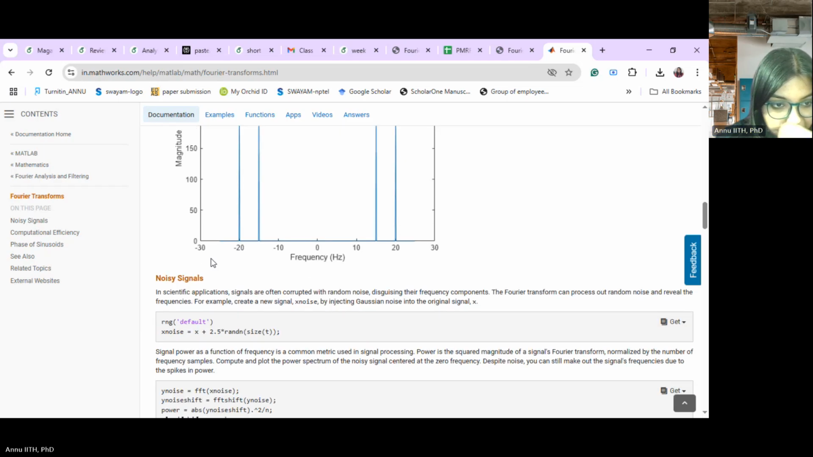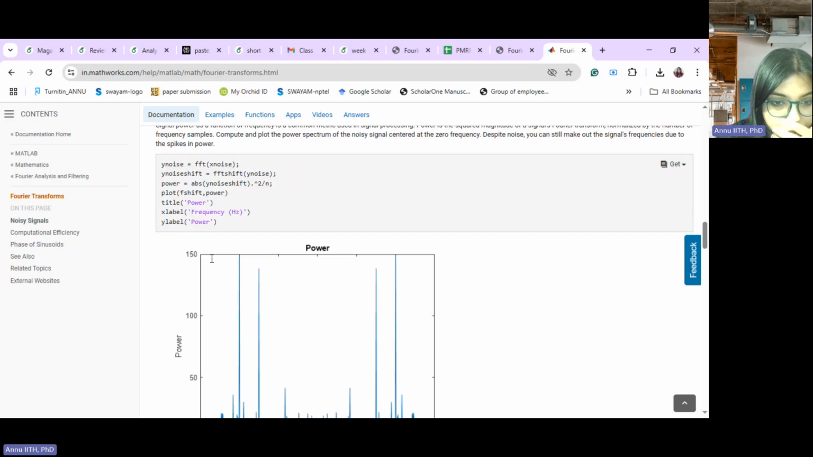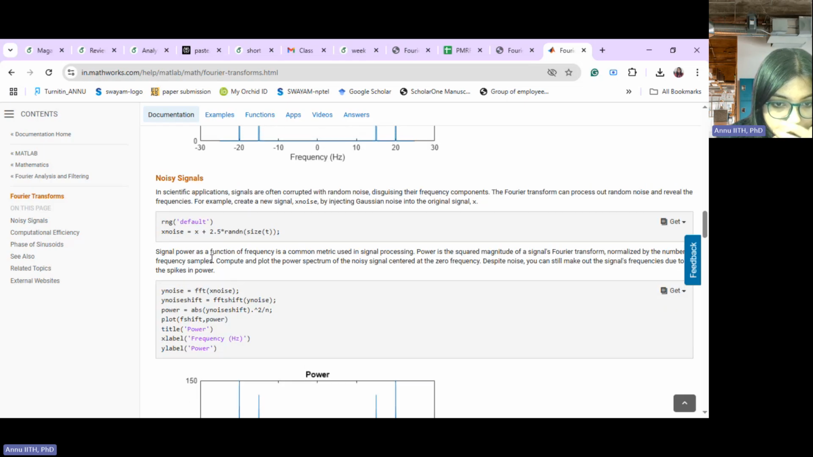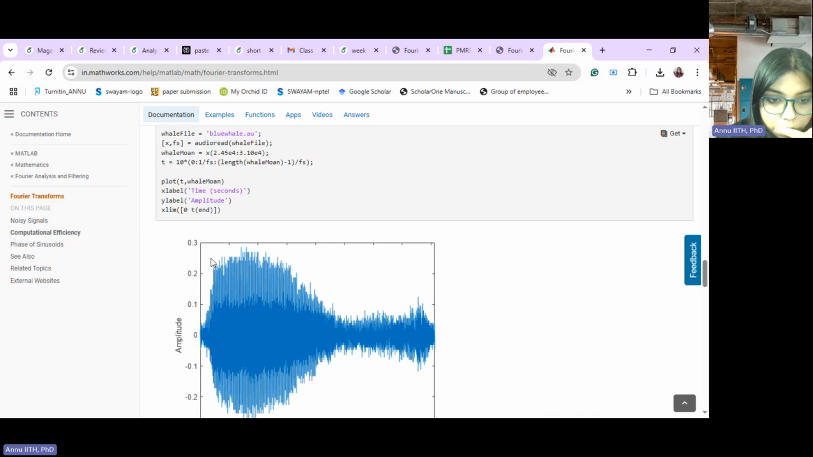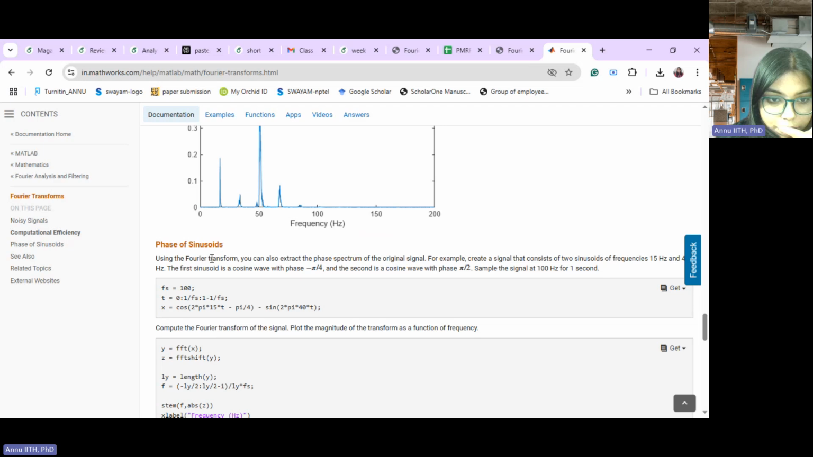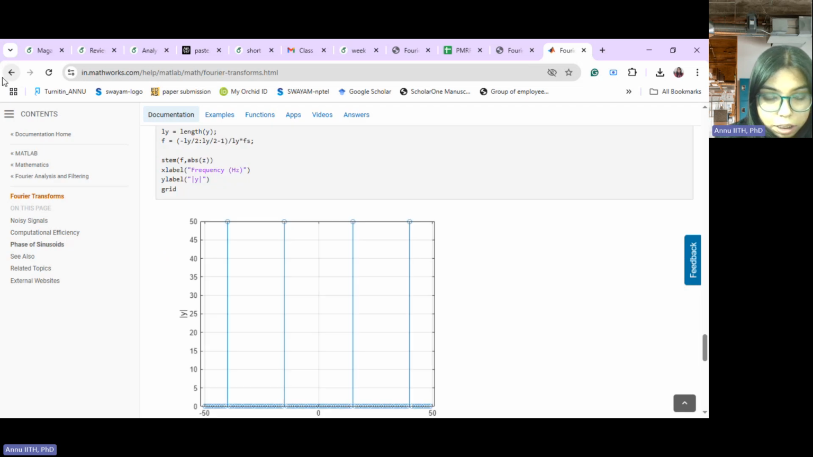Okay. So there are some examples on noisy signals and computational efficiency. You can just check this. I'm not going into that here because it was not related.